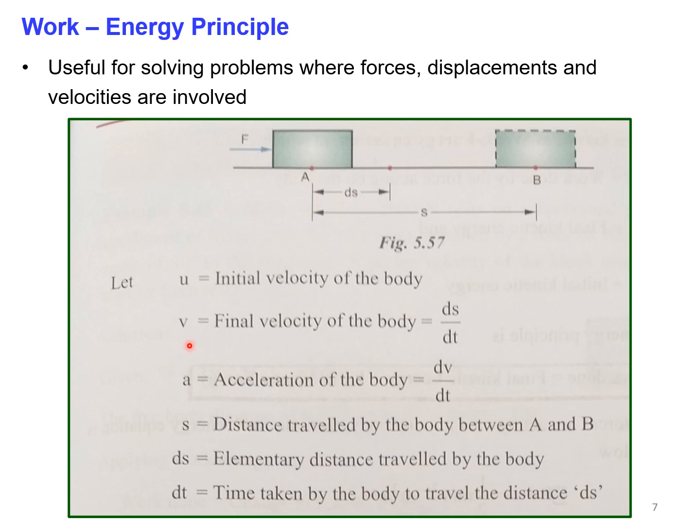We know from the definition that the velocity of the body can be written as ds by dt because the velocity is rate of change of displacement. Similarly, the acceleration of the body can be written as dv by dt since the acceleration is rate of change of velocity. And here u is the initial velocity of the body.